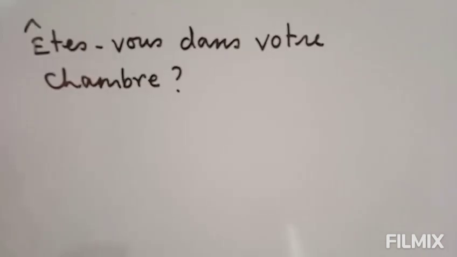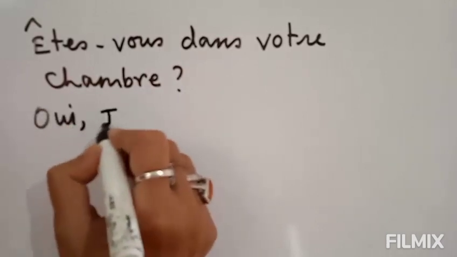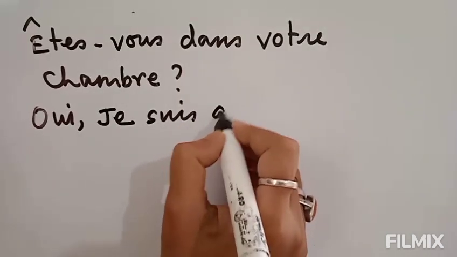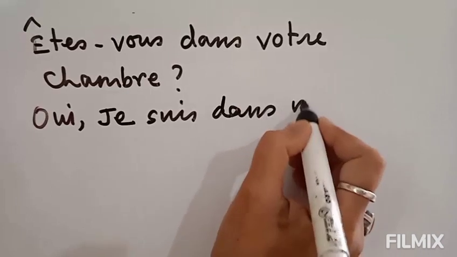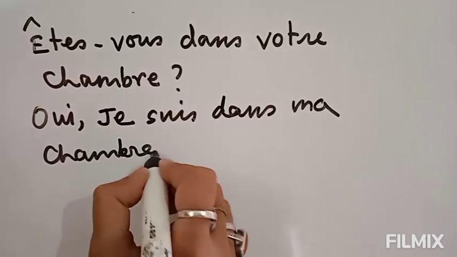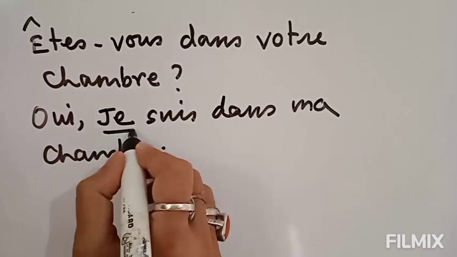Êtes-vous dans votre chambre? That means: are you in your bedroom or in your room? Is the question. Now you give one affirmative answer and another negative answer. Êtes-vous, are you? I'm using a pronoun, giving the first affirmative answer. Oui. Je suis dans ma chambre is the affirmative answer. I am in my bedroom, or in my room. That is, I am using a pronoun.